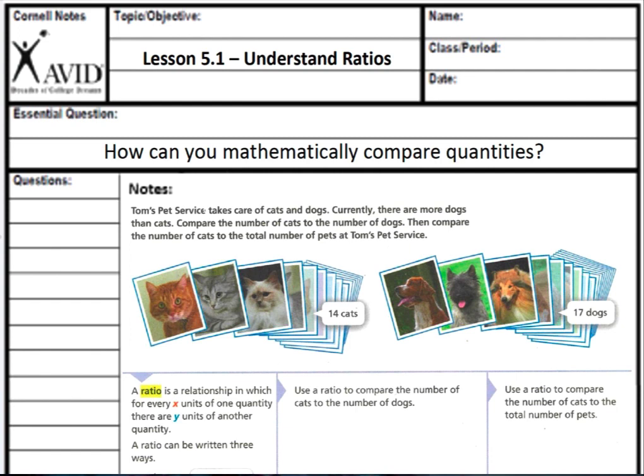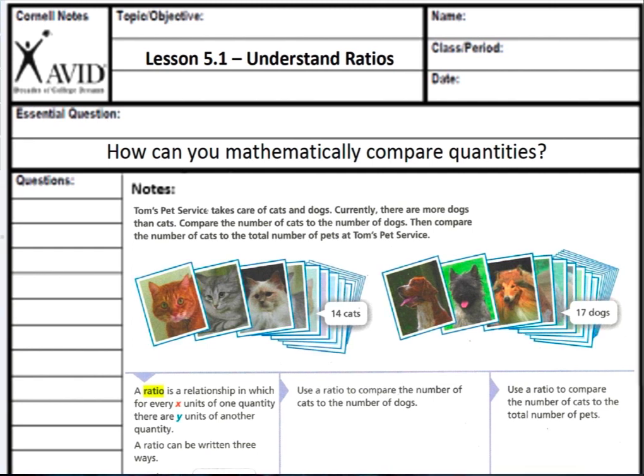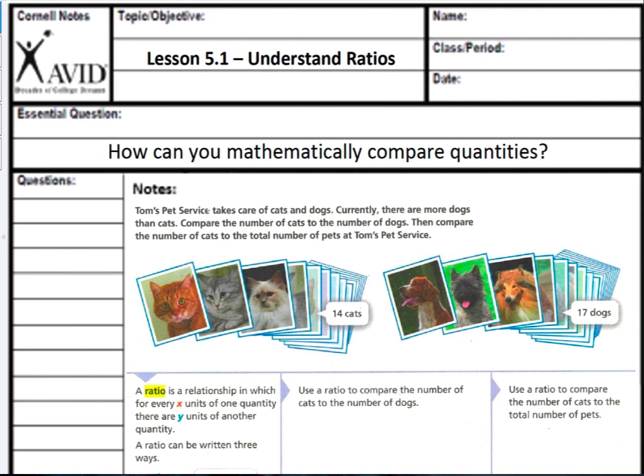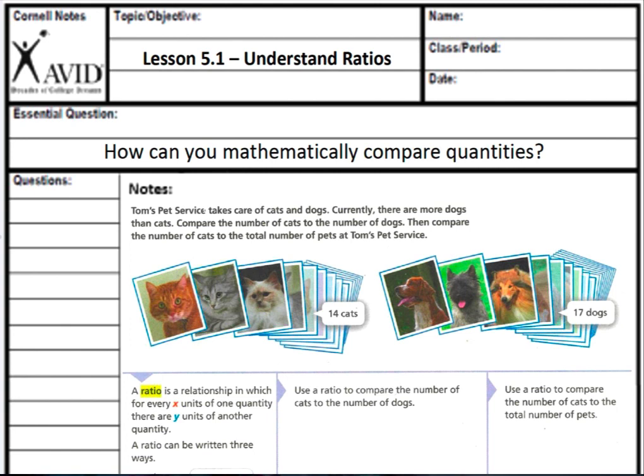Welcome to our lesson on understanding ratios. So hopefully you have this page in your notes. If you don't have it with you, you can just jot the information down on your own sheet of paper. We're going to talk about what a ratio is and how to recognize and find them. But a lot of it comes down to counting. It's really just counting how many of one thing to how many of something else.